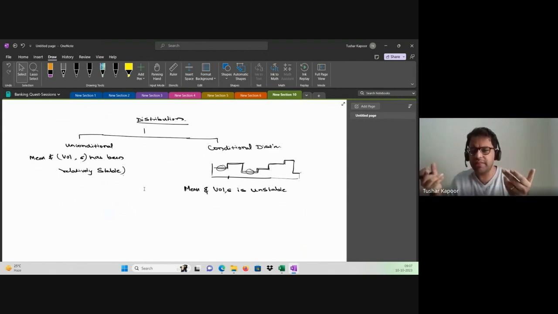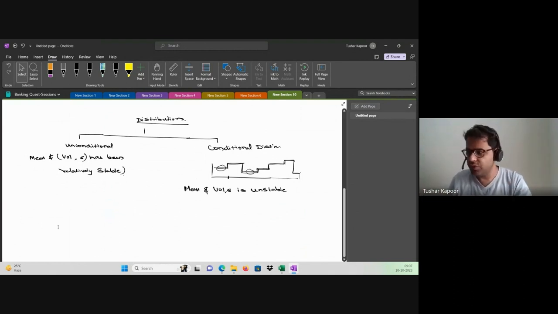Even in terms of time series, if you think through it, then we are talking about unconditional being covariance stationary. Things are pretty much the same way as they were in the past, and you can use futuristic data for the same. But when we talk about conditional data, that means things are changing. You cannot simply use the historic data to forecast for the future.